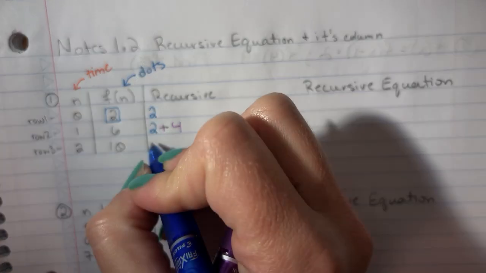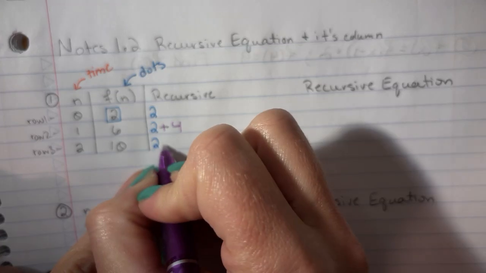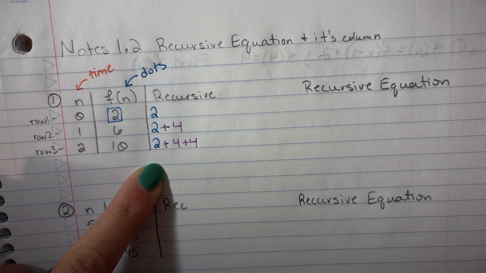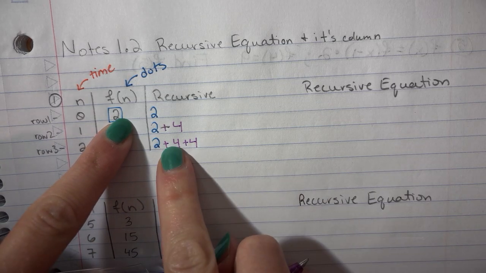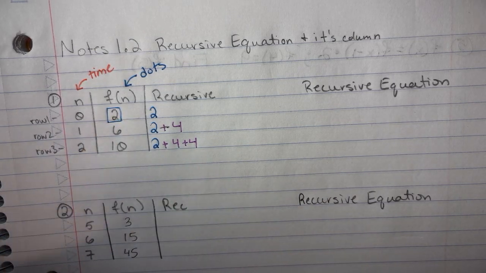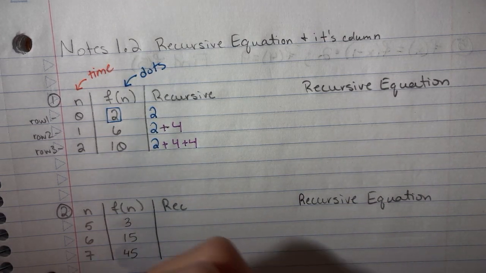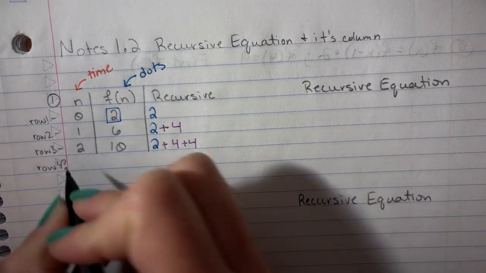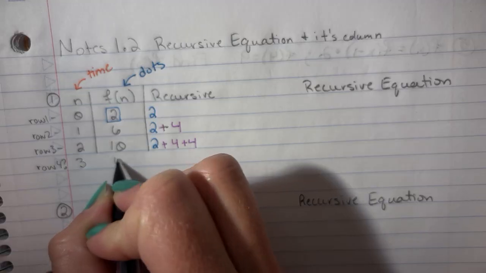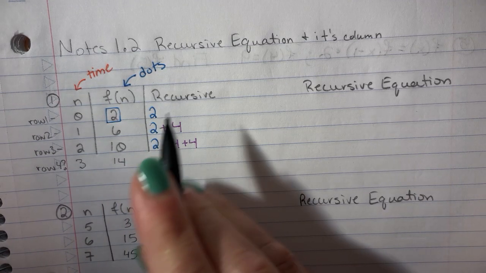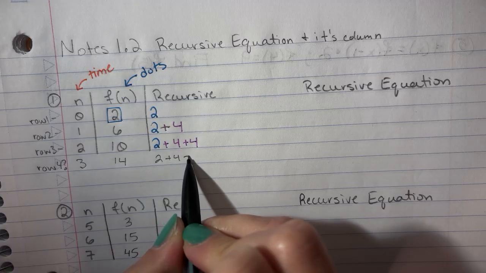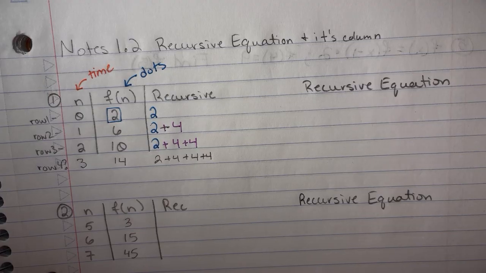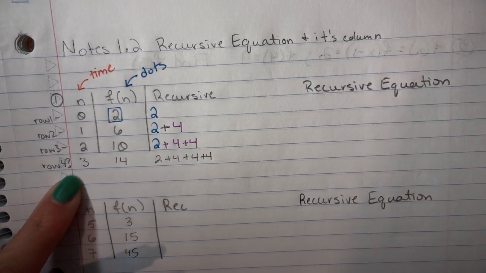And then for the next row, we would do it again. We would have 2, but in this case, we would have added that 4 two times. So we have 2 plus 4 plus 4. So from the original to that third row here, we added 4 twice. Now, if we wanted to figure out a row 4, right, what would be next? Well, we would have time 3 next, and we would have 14 next, and we would have 2 plus 4 plus 4 plus 4 for that recursive column. So that's if you were asked to find the next row.